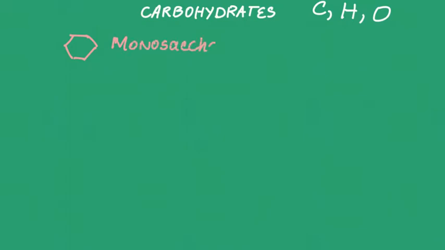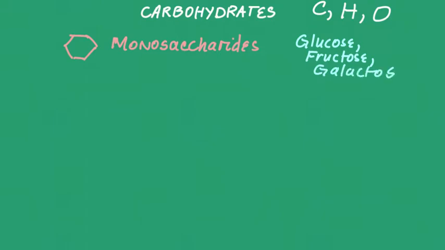Monosaccharides are single sugars. The examples are glucose, fructose, and lactose. Notice how they end with the suffix "ose". "Ose" means sugar. So those are the three monosaccharides that we will come across in the human body.